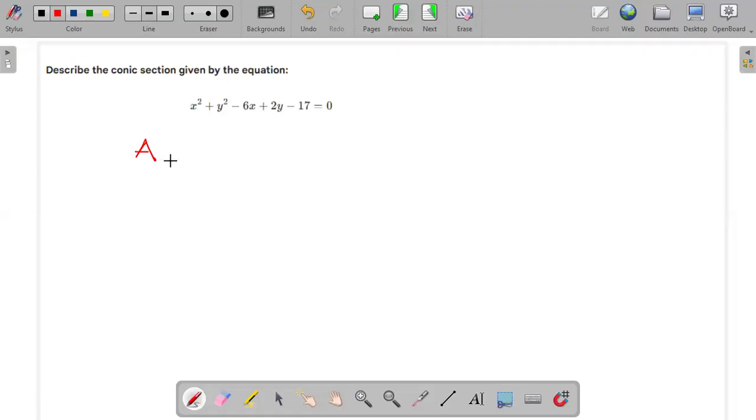The general form of each conic section is ax squared plus bxy plus cy squared plus dx plus ey plus f equal to 0. So this is basically the general form of each conic section which we are going to have.